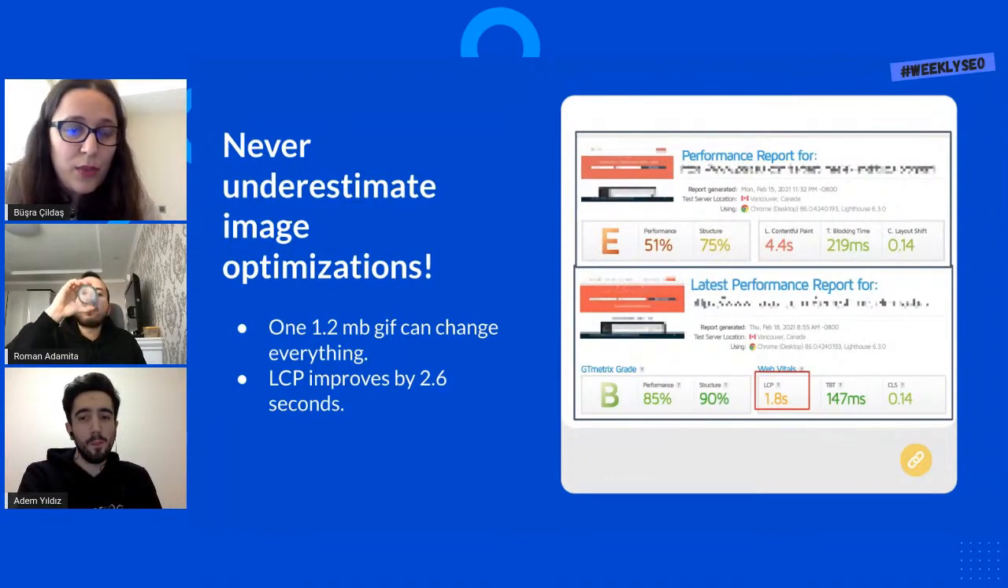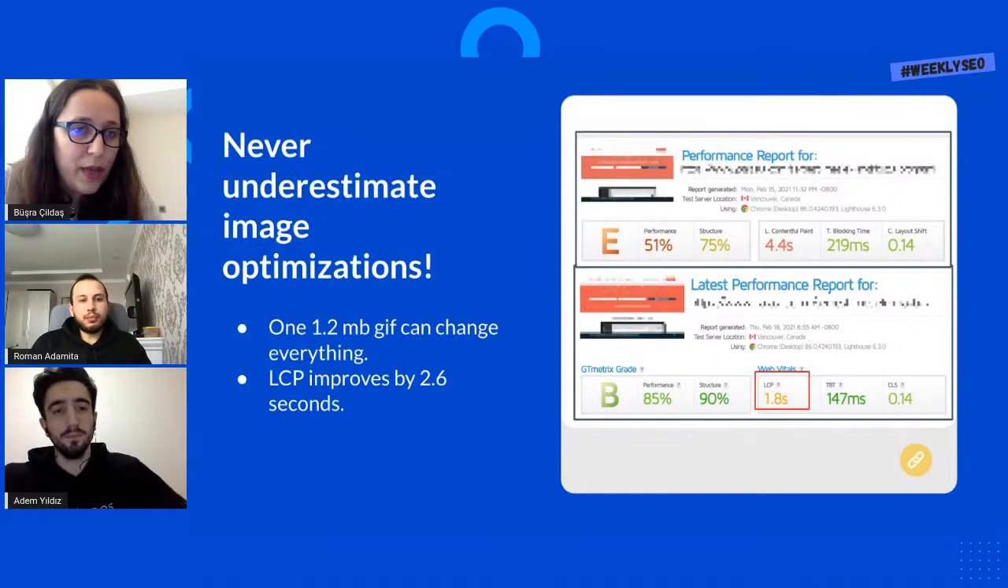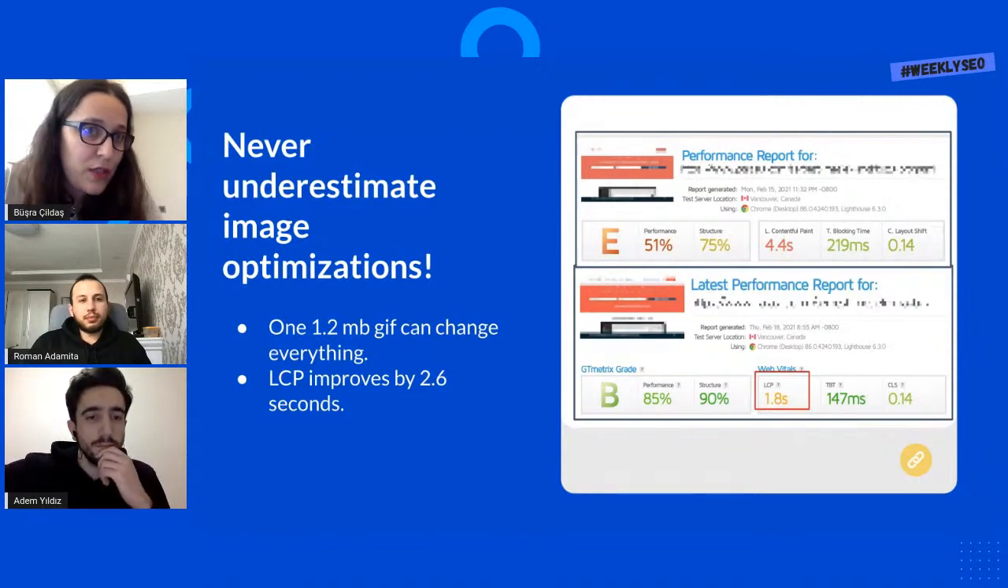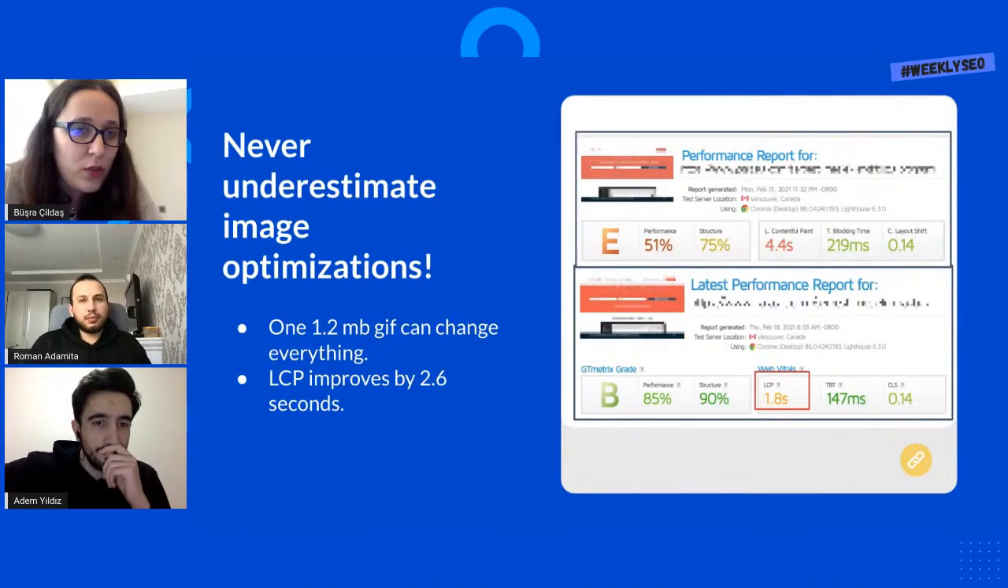This is an example I just experienced last week. This specific page of a website had a really big media file on it. It's about 1.2 megabytes, which is really big, and I wanted them to change it to a really small JPEG version file.